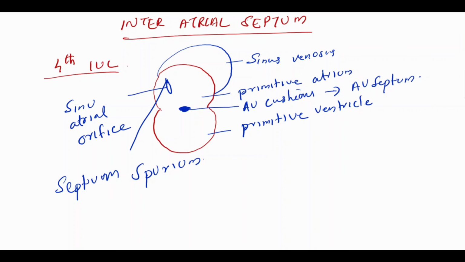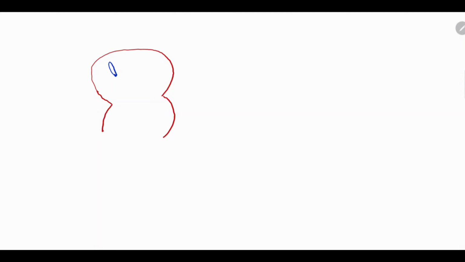Now coming back to the formation of interatrial septum. Now look at the diagram. This is the primitive atrial chamber, this is the primitive ventricle, and we already know there are the atrioventricular cushions. This is the sinuatrial orifice. At the upper part we have the septum spurium. We have already seen this.